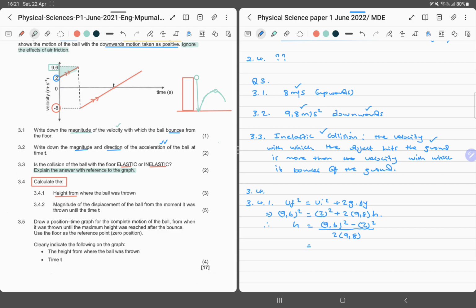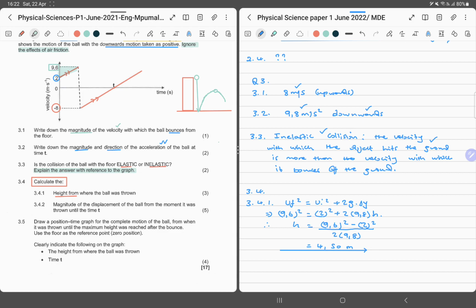So we've got 9,6 squared minus 4, divided by 2 into 9,8. Alright, so this becomes 4, comma, now when you do it to 2 decimal places, it becomes 4,50 meters. Remember, we're told 2 decimal places. For me, I always try to leave it as it was given to me.